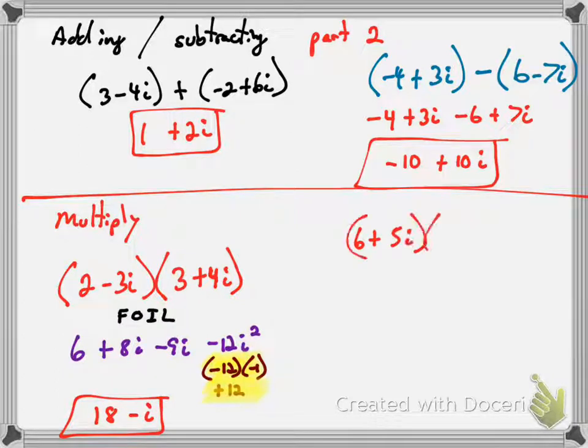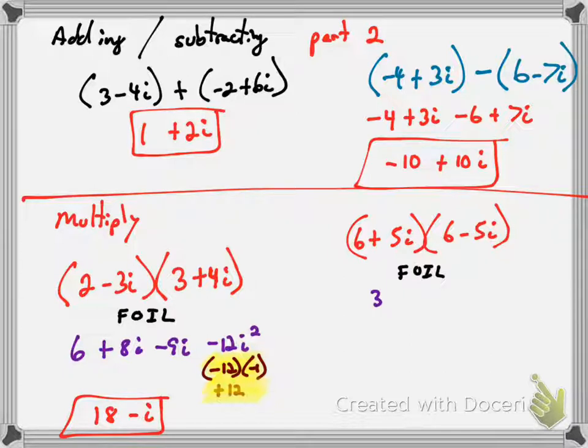Another example here. We've got 6 plus 5i, 6 minus 5i. Some might recognize these from Algebra 2. 6 plus 5i and 6 minus 5i are conjugates. The reason why they are conjugates is because the first number and last number are the same, and the only difference is the sign in the middle. What happens when we multiply conjugates? The outside, outside, inside, inside terms end up canceling each other out.